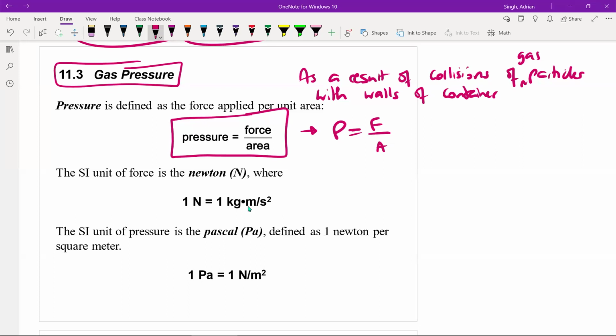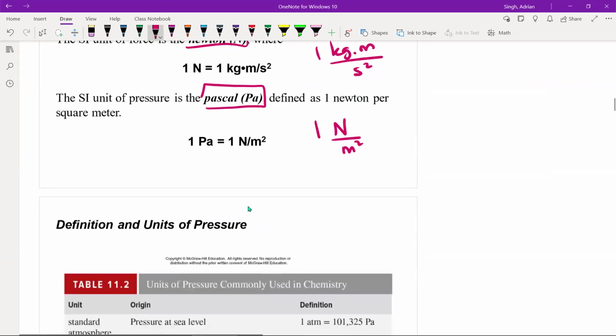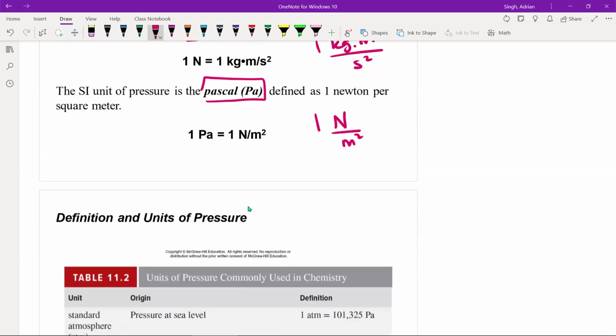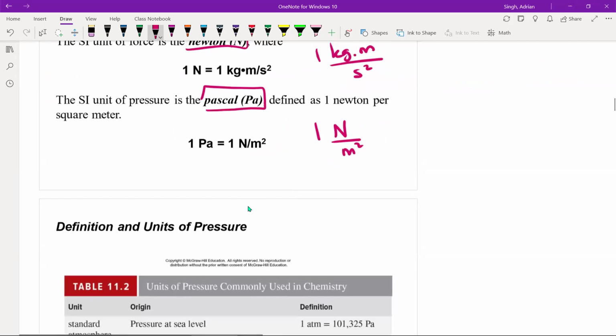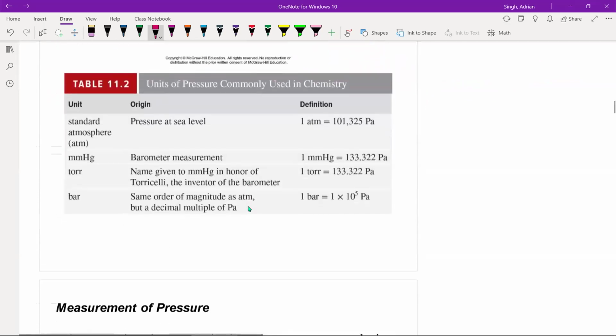The SI unit of force to begin with in the first place is the Newton, the symbol big N, and 1 Newton is the same as 1 kilogram times meter per second squared. And then the SI unit of pressure itself is the Pascal, abbreviated big P, small a, and this is defined as 1 Newton per meter squared, right? So if you think about what that would mean, we can now look at some of the other units of pressure that we're going to see.